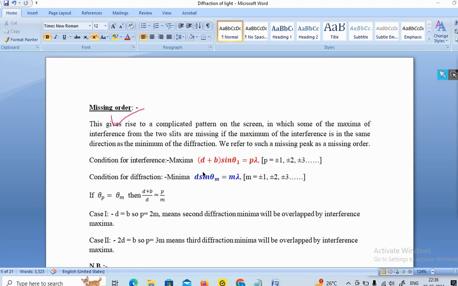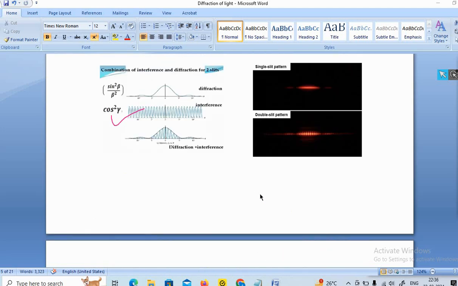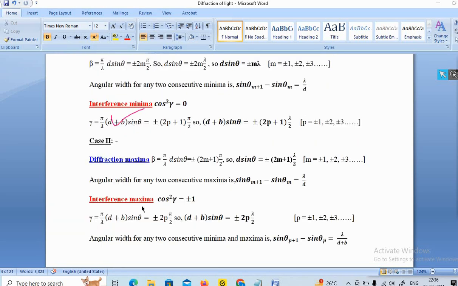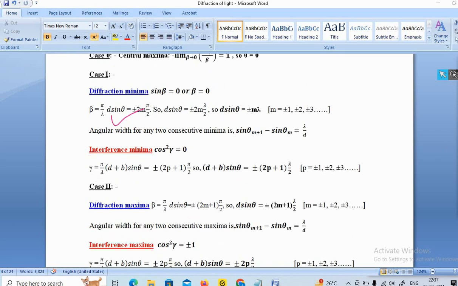Now, we have already discussed the conditions for interference maxima and diffraction minima. So we just consider those. Interference maxima: (b plus d) sin theta equals p lambda. And diffraction minima: d sin theta equals m lambda.